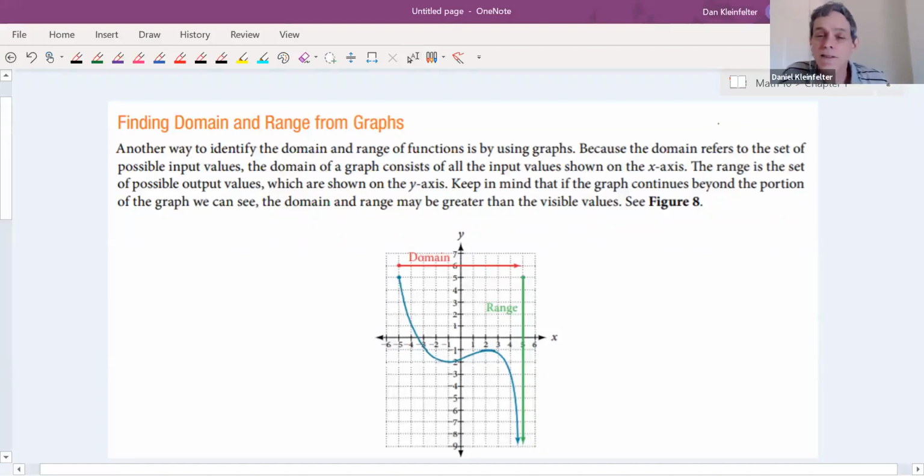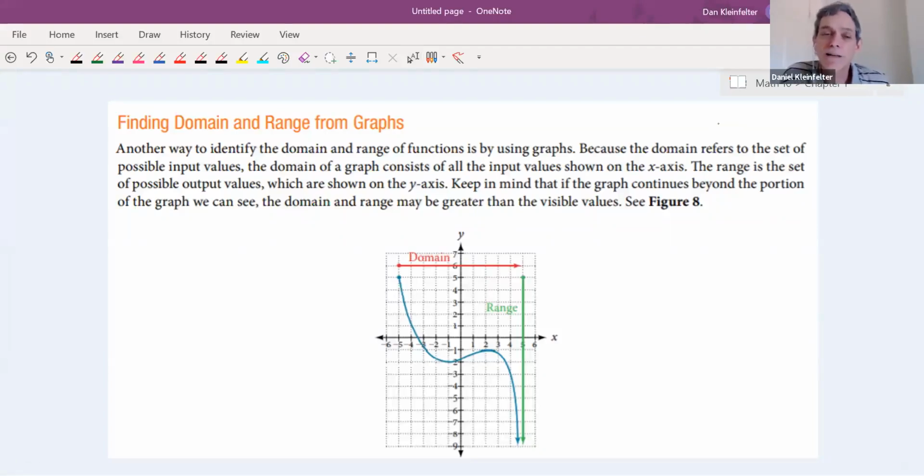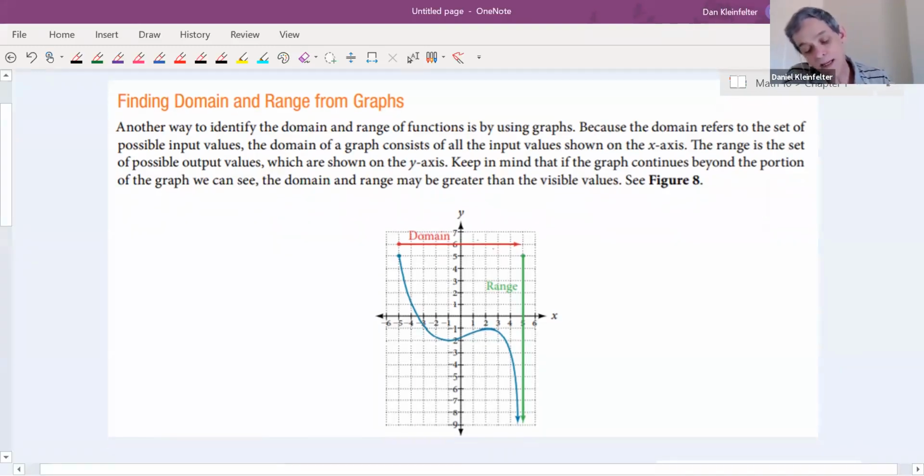In the last several examples, we saw how to find the domain from a formula for a function. In the next couple of examples, we'll take a look at how to find the domain and range from a graph of a function. So recall that the domain is the input to a function. The range is the output to a function.